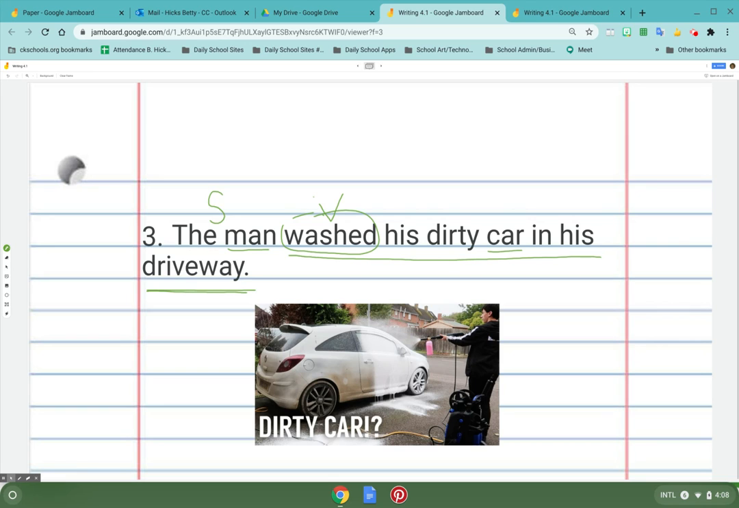So in this sentence, I added one adjective. That's all I did. The man washed his dirty car in his driveway. Now watch me change it in your mind. The man washed his old car in his driveway. The man washed his new car in his driveway. So those adjectives are what changes the picture in your reader's mind.